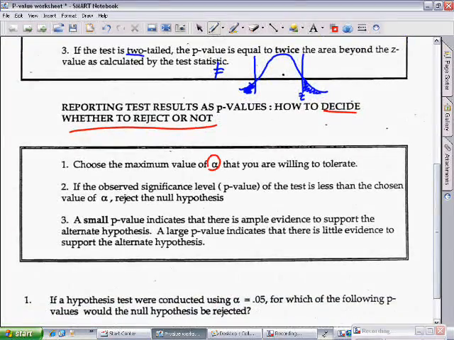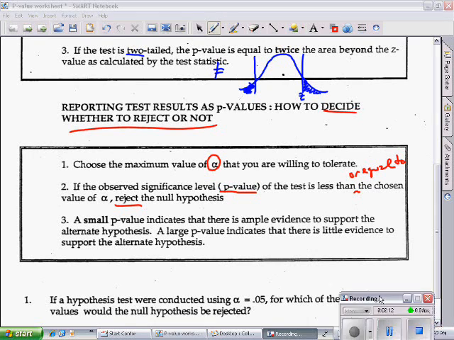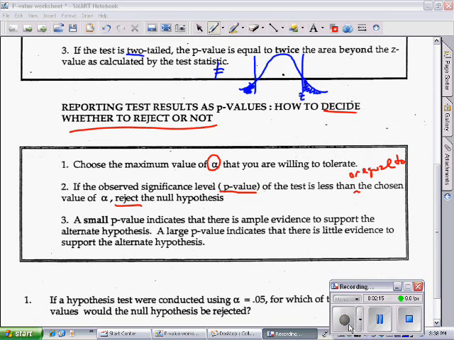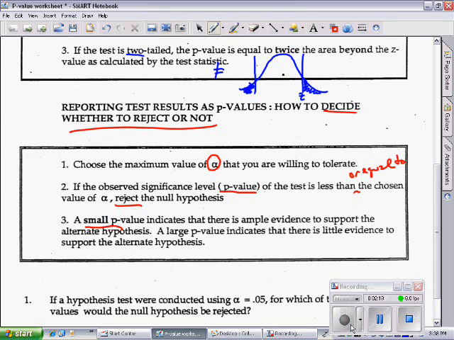The alpha level is the largest p-value that you're willing to tolerate. If the observed significance level, the p-value, is less than or equal to the chosen value of alpha, then we'll reject. I call the alpha level the definition of weird. It's how weird you're willing to accept. A small p-value means there's lots and lots of evidence against H0. A large p-value means there's very little evidence against H0. We're always looking for evidence against H0.